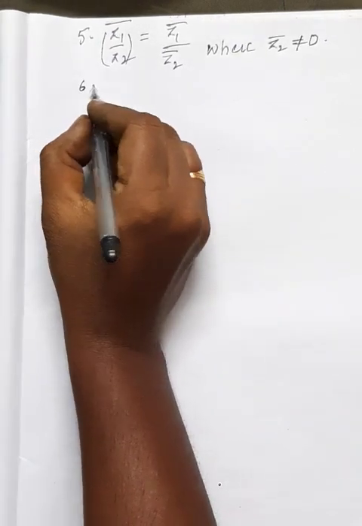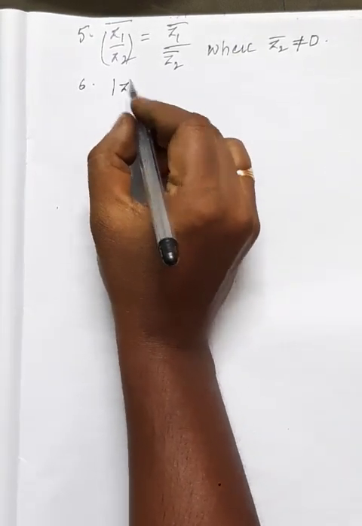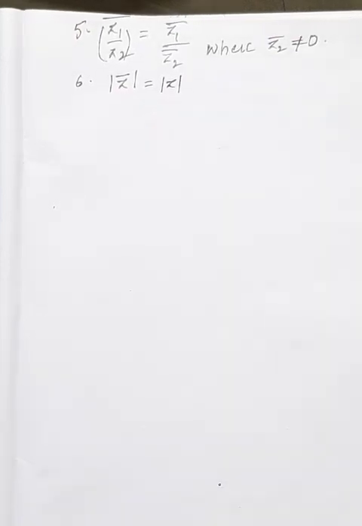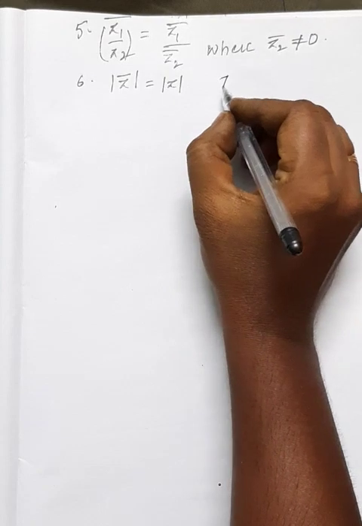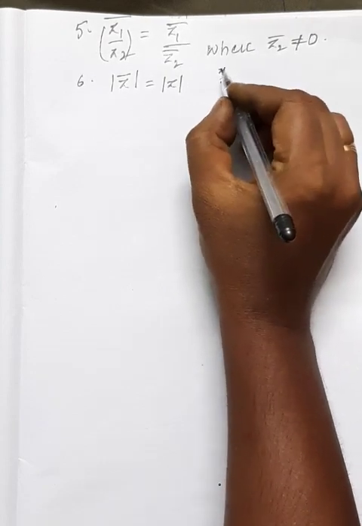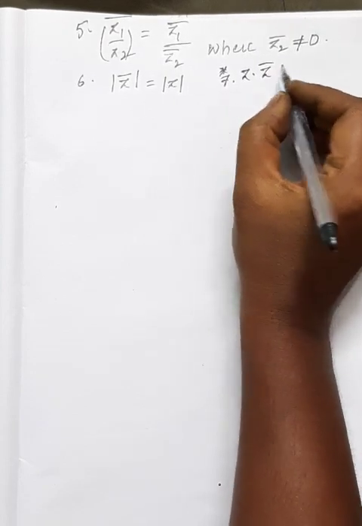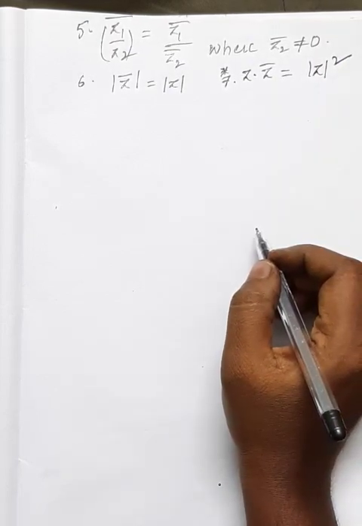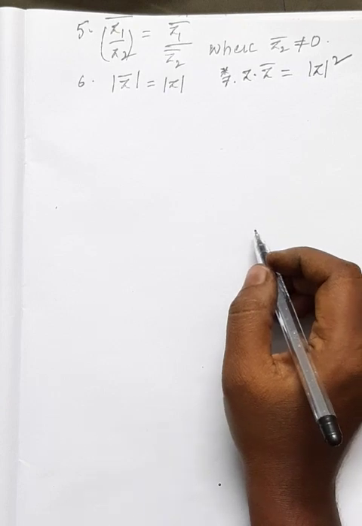Next, sixth one is mod z bar is equal to mod z. That is, if you take the modulus of any complex number x plus iy, it will be equal to the modulus of its conjugate x minus iy. And one more important property, seventh one, which is very important: z into z bar is equal to mod z square.